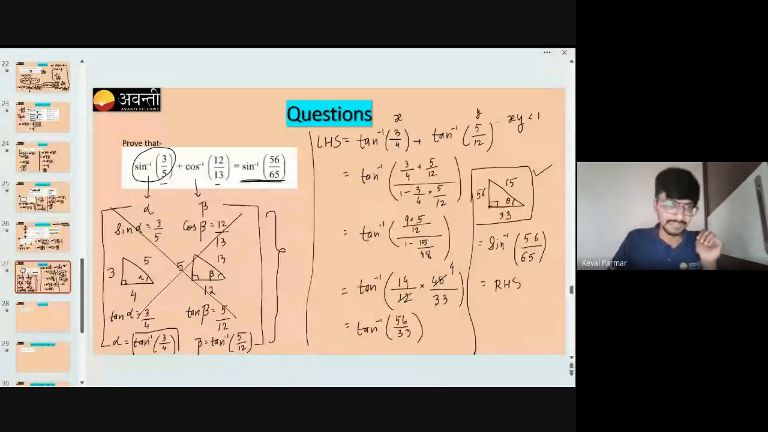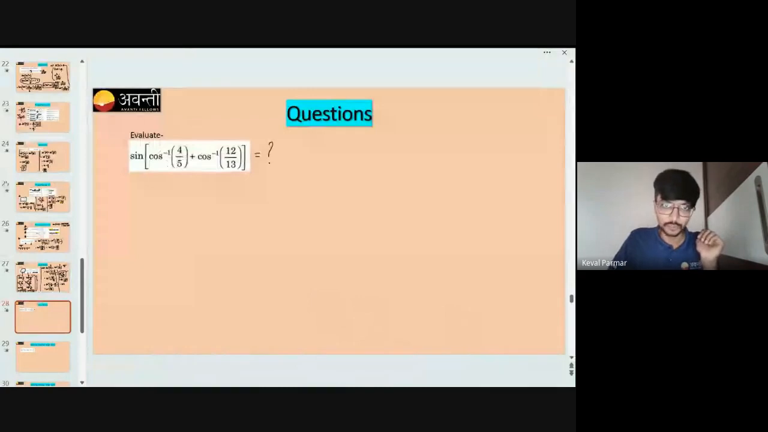The next question is evaluate. Evaluate means I need to find its value. Again, it is based on set 6, meaning I don't need cos inverse, I need tan inverse. So basically, again, we need to convert both of these cos inverse into tan inverse. Means again, we have to make a triangle. So let's make a triangle for this and let's make a triangle for this.